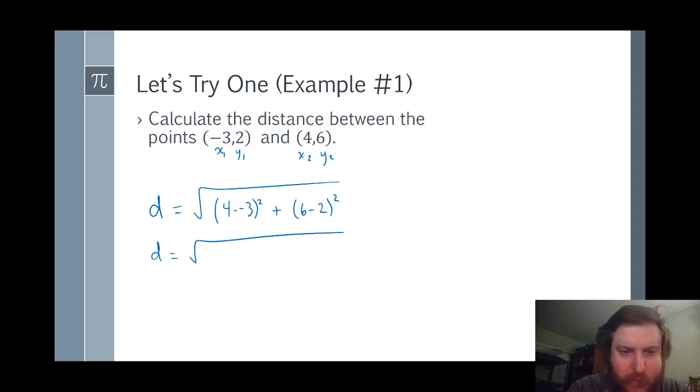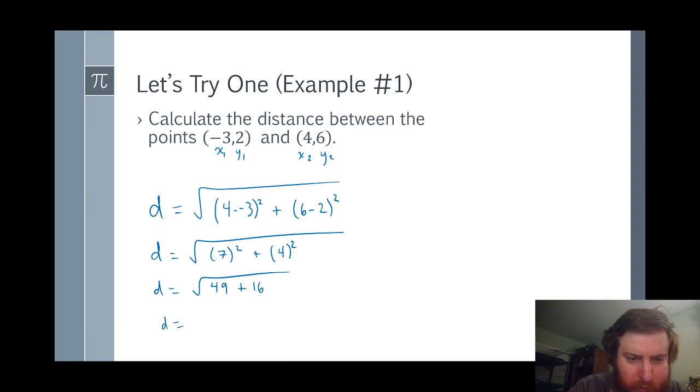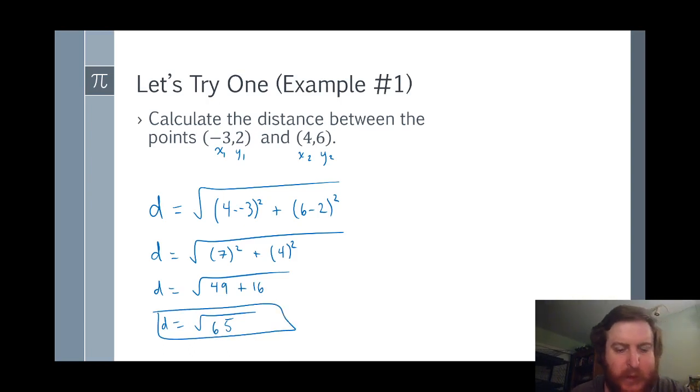That would get us 4 plus 3 is 7 squared, plus 6 minus 2 is 4 squared. That would be 49 plus 16, and that would be the square root of 65. Now, we can leave our answer in radical form like that. That's a perfectly fine answer for Math 1.